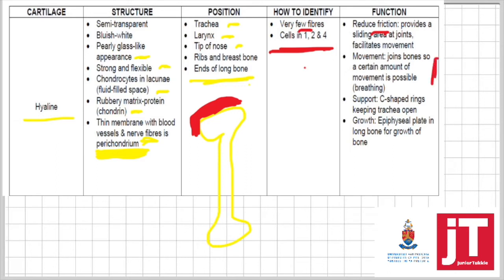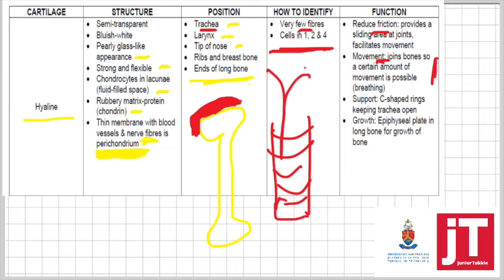Now, in the trachea, we know it's very important. It is made up of C-shaped cartilage rings. You will learn this when we do the respiratory system in grade 11. The C-shaped rings in the trachea keep the trachea open so air can enter and air can leave. That's the function of the cartilage in the trachea.